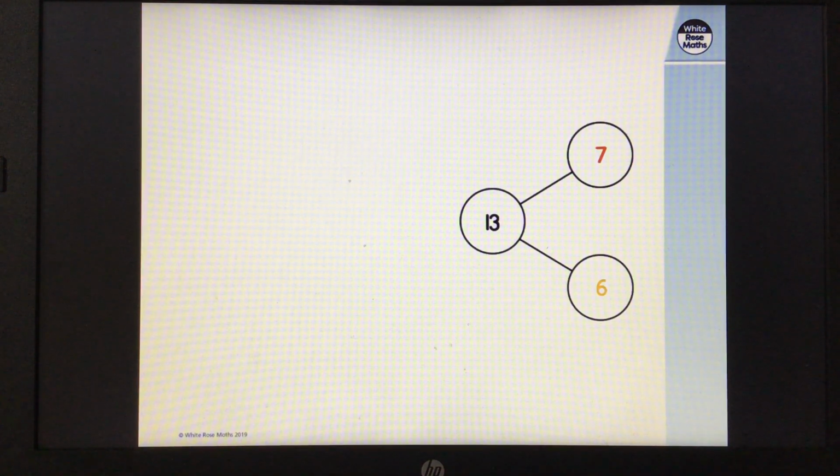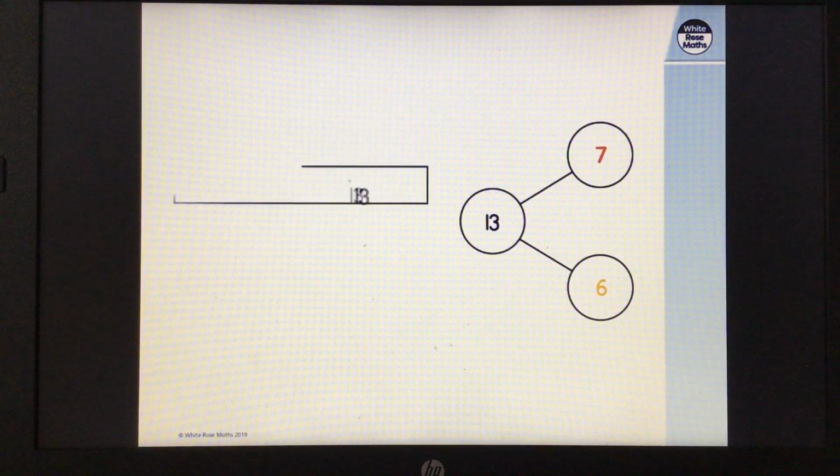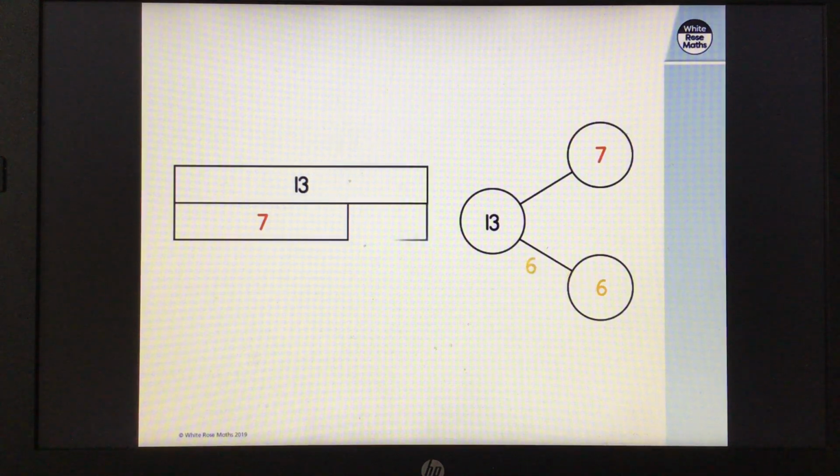The other place that this works really nicely is a bar model. So here I can take my whole and put it into the bar, and then the two parts are going to fit under that whole. Now the proportions don't have to be exact with this. All we're showing is that the two parts, 7 and 6, when added together are equal to 13. Their bars are the same length as the 13 bar.